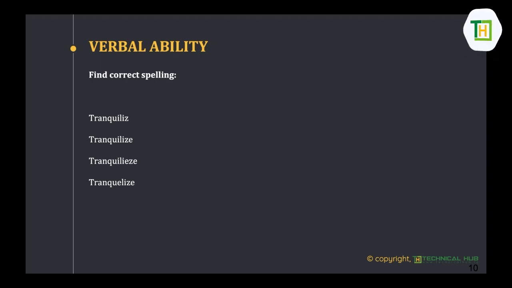What is the correct pronunciation? Check it out. I'll make you listen. Tranquilize. It's known as tranquilize. This is wrong. This is wrong. Actually, one S is missing, one L is missing here. Tranquilize is the correct answer.